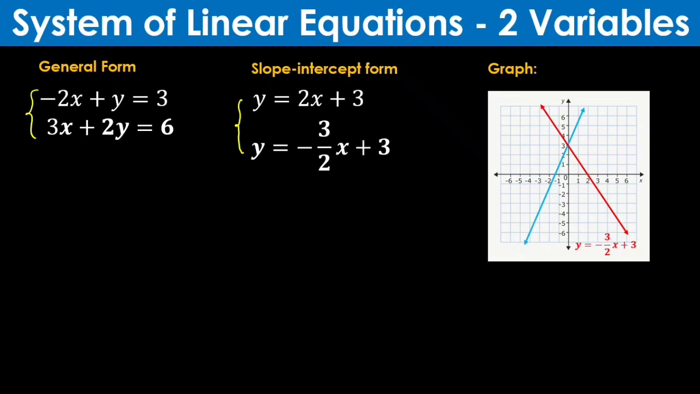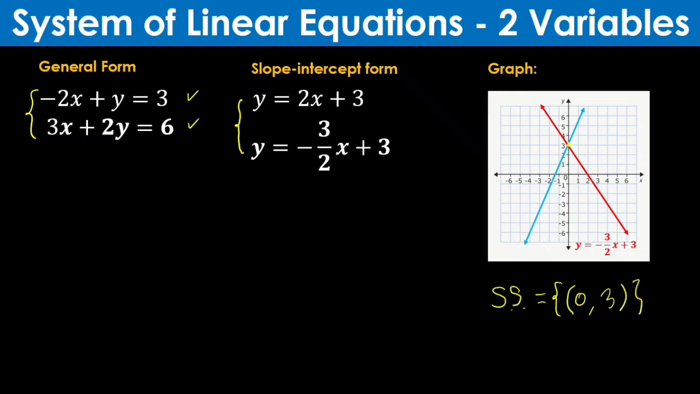Now here we have the graph of these two linear equations, where the blue one is the graph of the first equation here, and the red one is the graph of the second equation here. In this particular system, we have a solution. The solution is the intersection of the lines. So here, the solution set is a set containing the point where your x is 0 and the y is 3. So there's only one solution in this system.